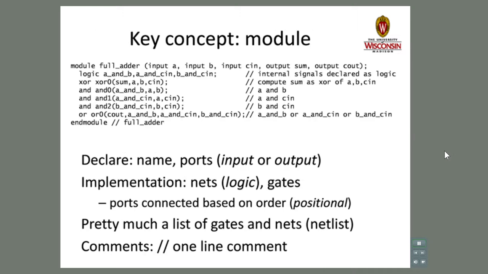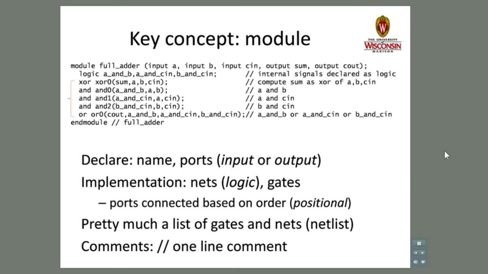The next key concept is a module. A module declaration gives a name to a new type of module and lists the ports that it uses to communicate with the rest of your design. Ports are either inputs or outputs. There is also a third port type, which is bidirectional, but we will learn about that later. A module also contains its implementation, which consists of nets, declared as logic, and gates.